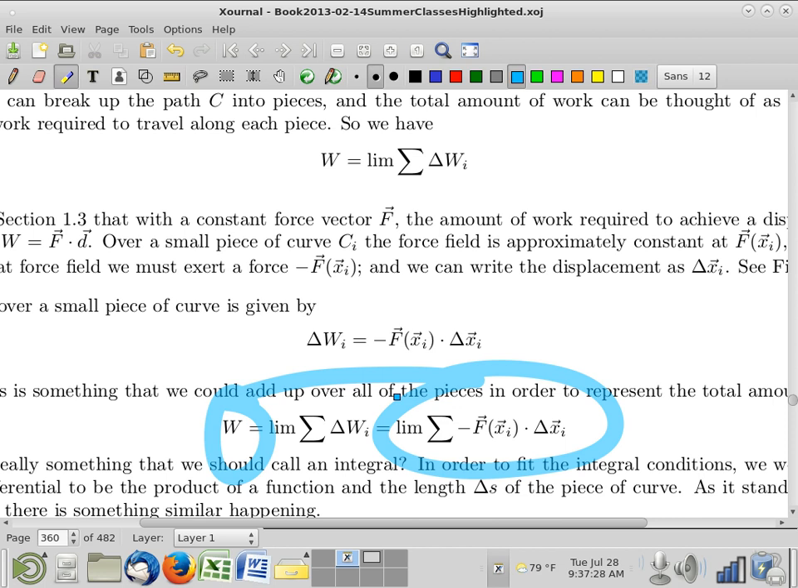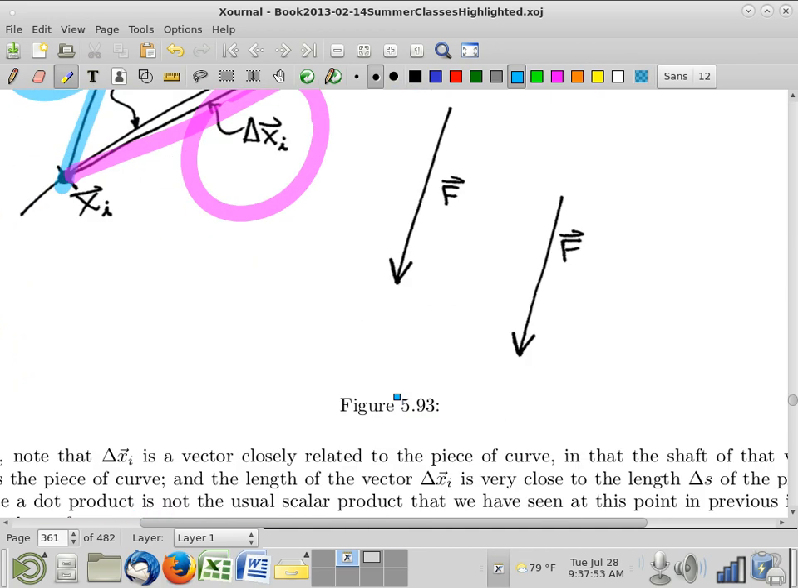There's a limit of a sum at the beginning. There's something which, very naturally to the application, I am kind of multiplying. It's a dot product, but it's kind of multiplying times something which is kind of like length. It's just a little bit more than length. It's length and direction. So again, very reminiscent of integrals that we've talked about, just different. So we're going to call this a different kind of integral.